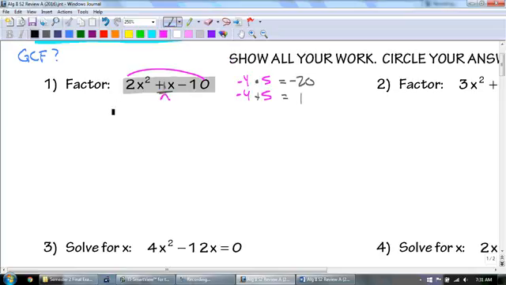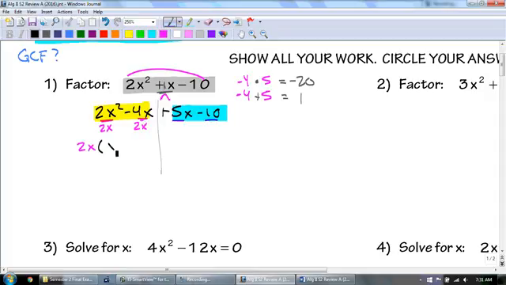So we call this splitting the middle term. So 2x squared minus 4x plus 5x minus 10. You would draw a line down the middle and take the GCF of both groups. Which groups? Well, the yellow group and the blue group. So the GCF of the yellow is a 2x. I factor out a 2x and I'm left with x minus 2.